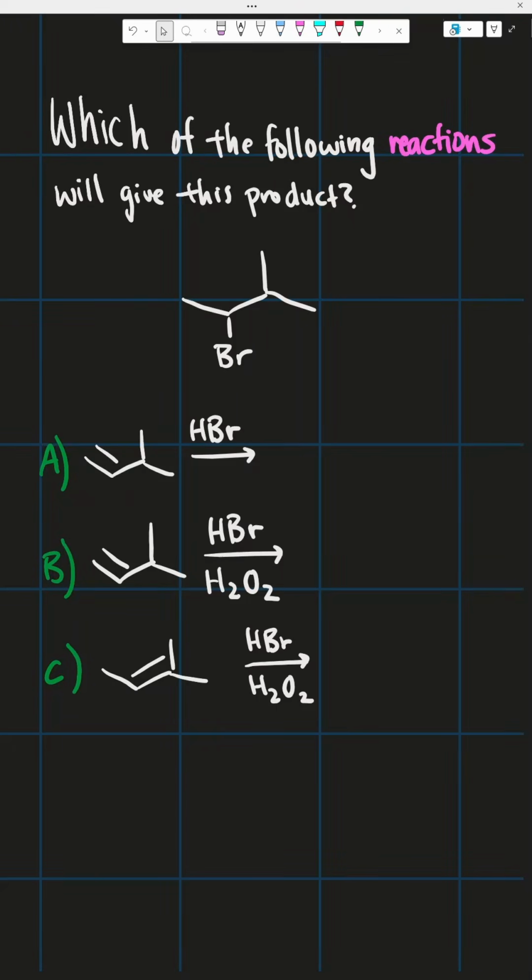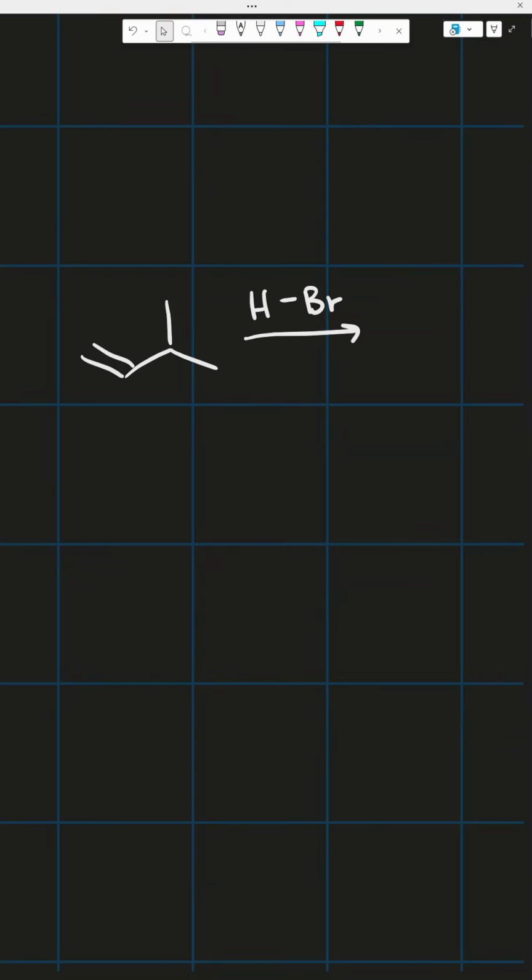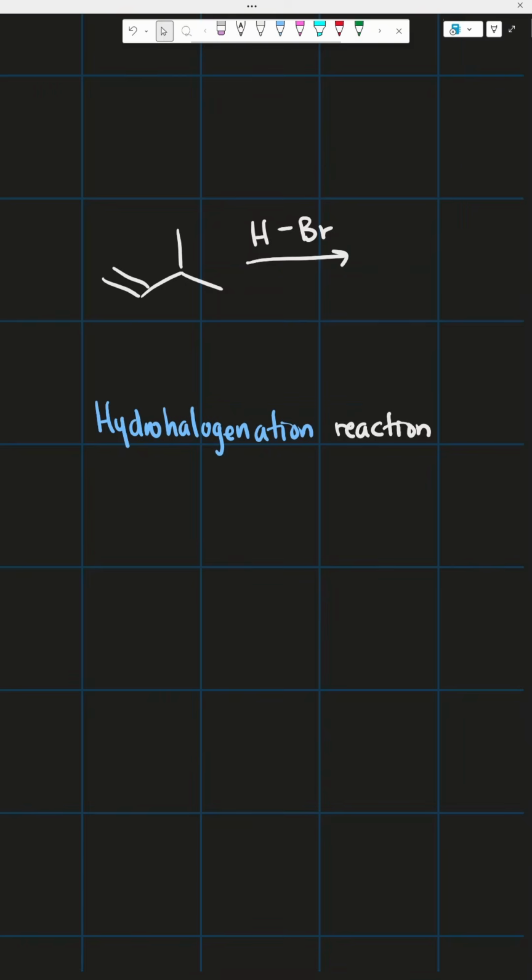Which of the following reactions would give this product? Let's take a look at A. When I see an alkene and an HBr, I immediately think of a hydrohalogenation reaction. This reaction has a few key components.